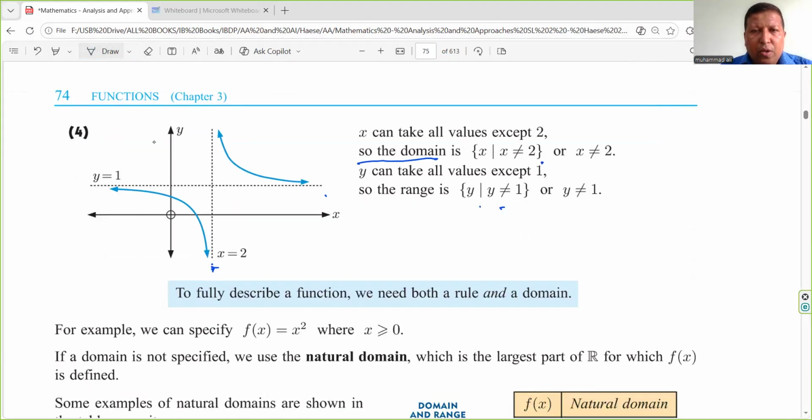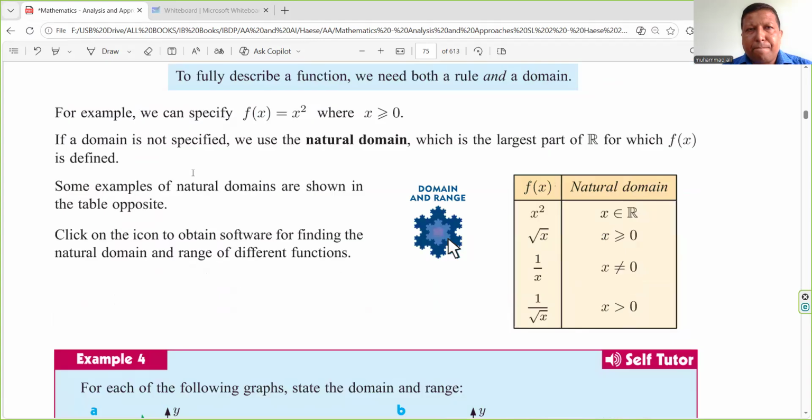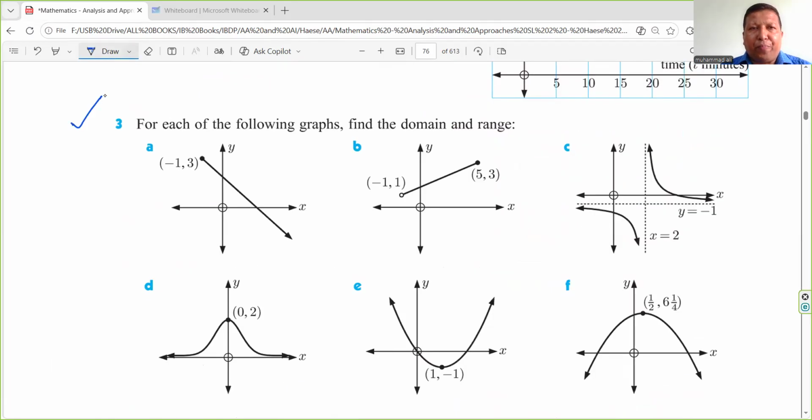Now, from exercise 3C, page 74, we try to solve question number 3. We have to observe this graph and find the domain and range for each of the following graphs. So this point is included, and it goes up to the arrow sign. Here the x value is -1. So from -1, it goes up to infinity.